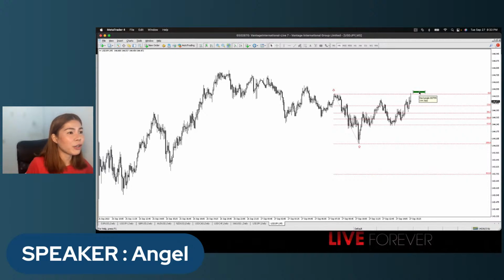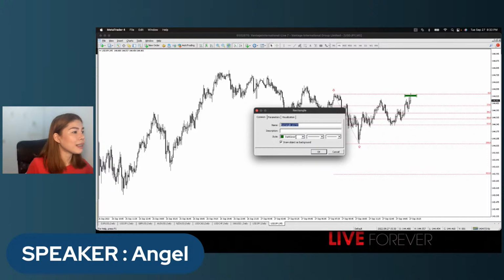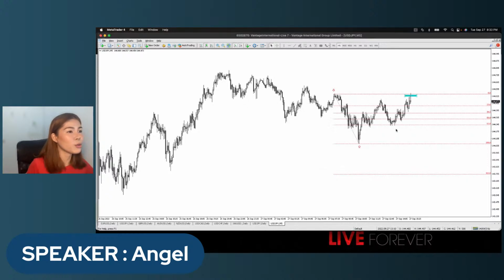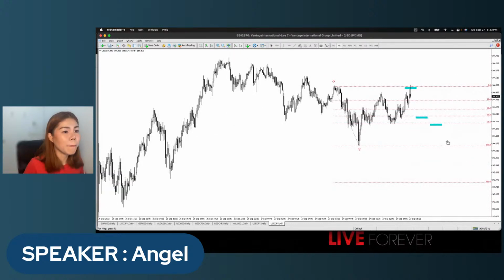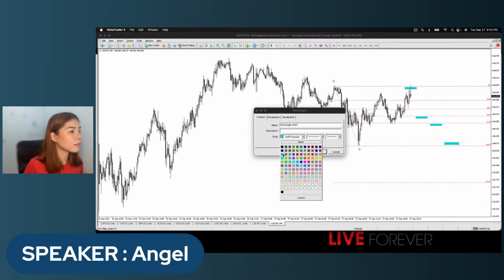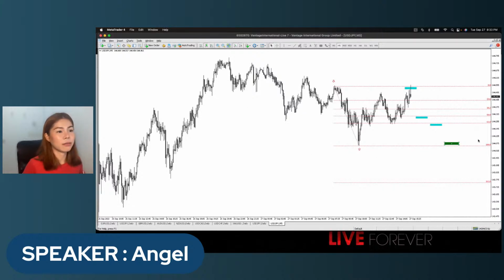Is there any area for us to sell? You could have sold here, but this is a dangerous gamble to sell. If I were to sell, I would sell around here, below the 50 area, which is the safest, or here. And my take profit would be around, sorry, here. Here.